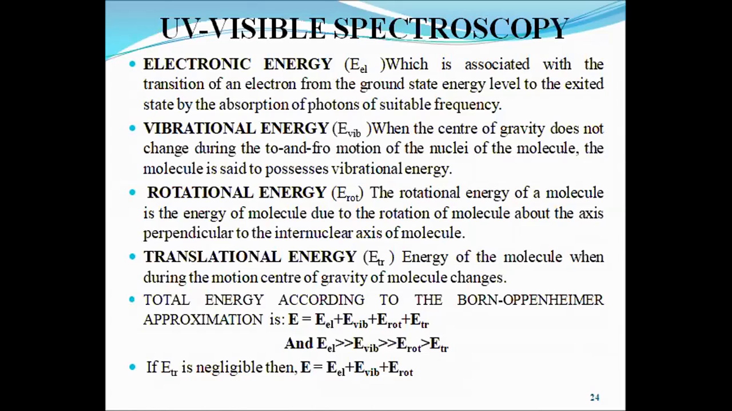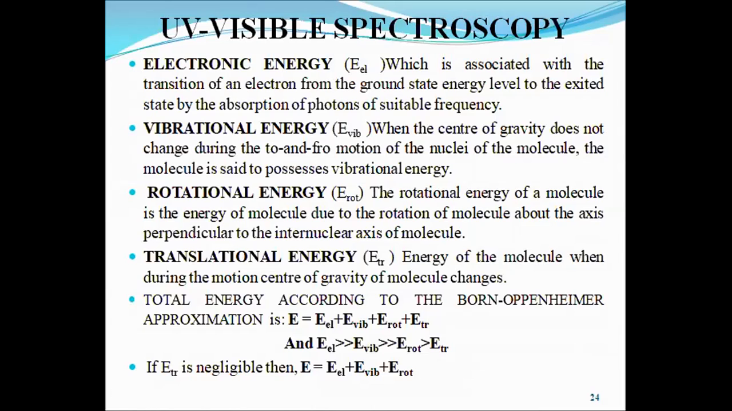For each electronic level within the molecule, the energy separation is about 100 kilocalories per mole. Therefore, it requires energetic photons near a wavelength of 286 nanometers, which normally falls in the UV region, as the UV region has its range from 200 to 400 nanometers. Thus, measurement of the absorption in this region is called UV spectroscopy.